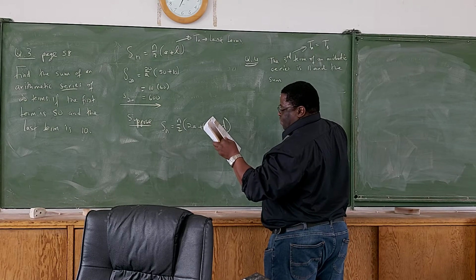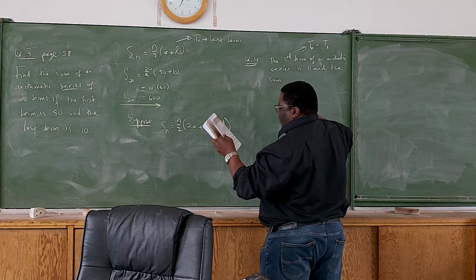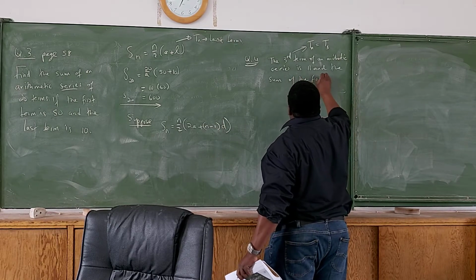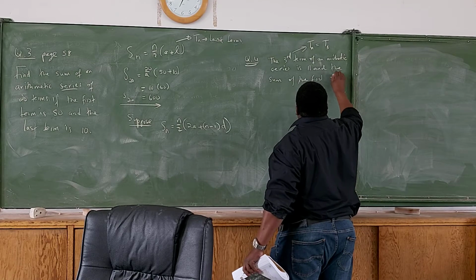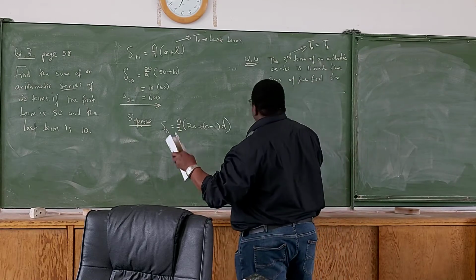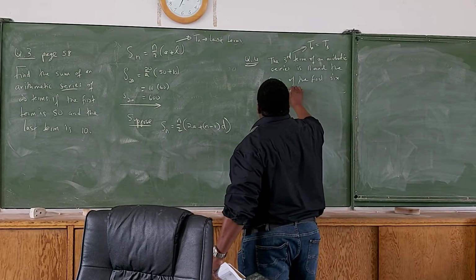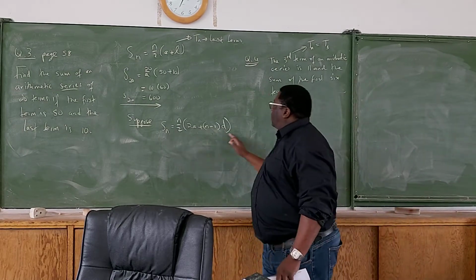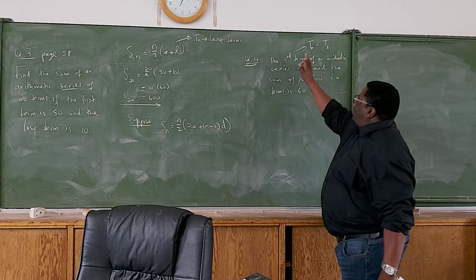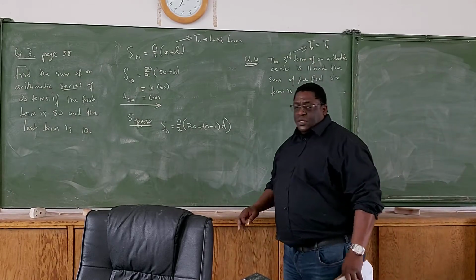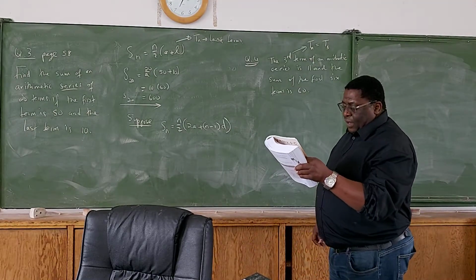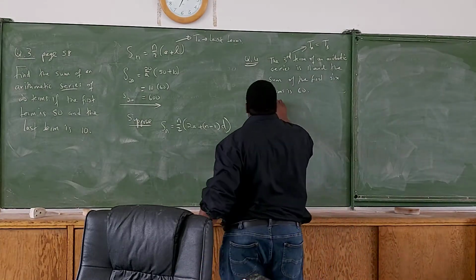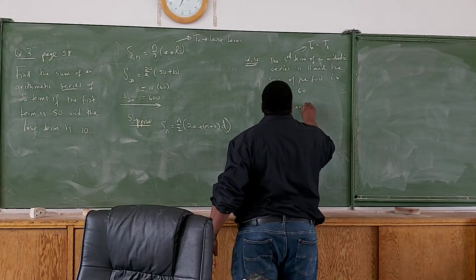Where are we now? Of the first 6 terms. So when you do the sum of the first 6 terms, we know the third term. We don't know the first term yet. Find the first term and the common difference. So I'm just going to write A and D. Find A and D.